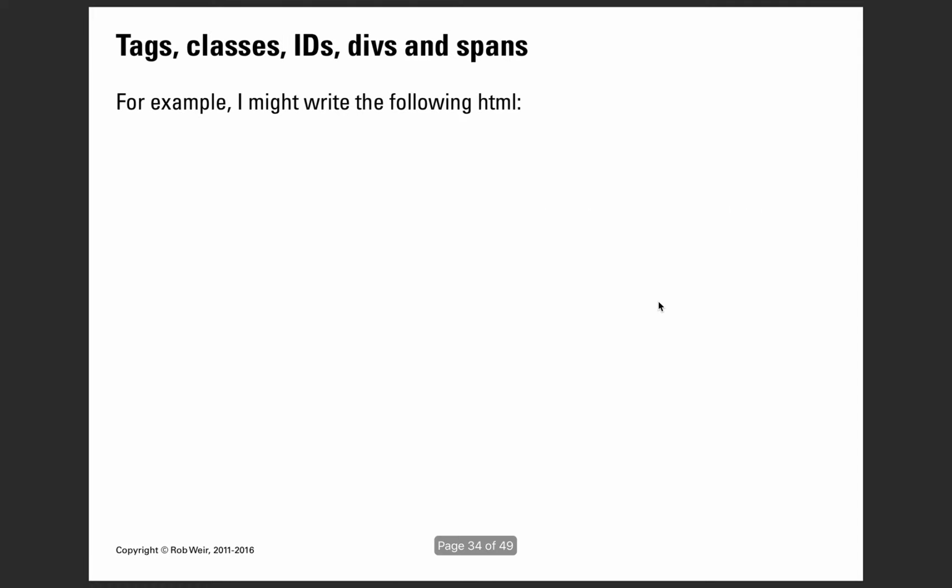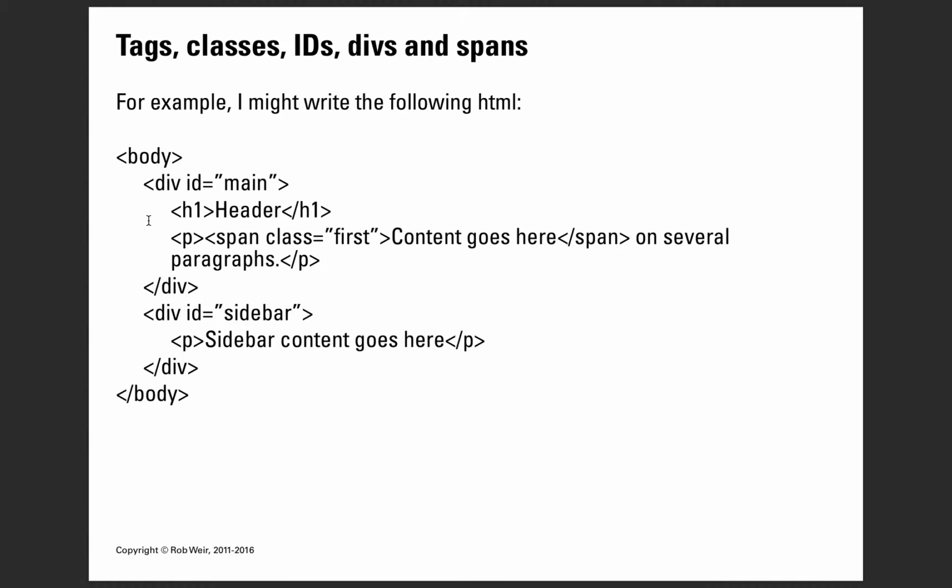For example, we might have this HTML, and this shouldn't look too scary after you've seen the XHTML document, but you'll notice I've got a couple of divs here. I've got a main div and a sidebar div. And within those things, what I could do is I could create a CSS selector that might look like this. It might say main, and I would have my rule, and it would only target this part of the body.